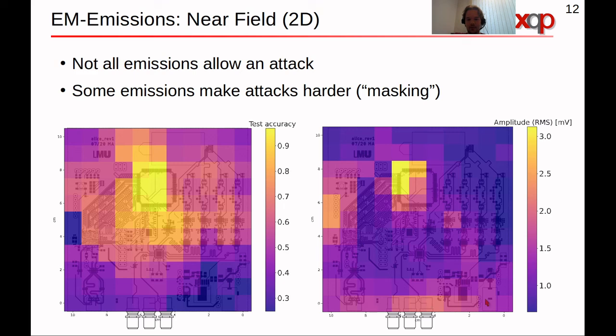And some of the parts of the circuit here and here, for example, actually seem to make the attack less effective because the emissions here are not correlated with the key, and they make it more difficult to detect the emissions that are correlated with the key. In any case, the FPGA is the most vulnerable part of this circuit.